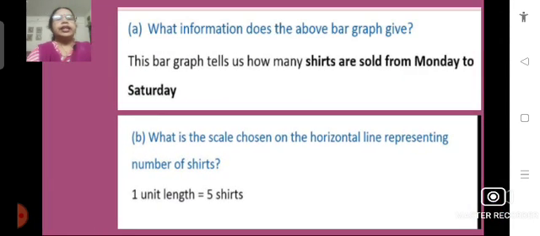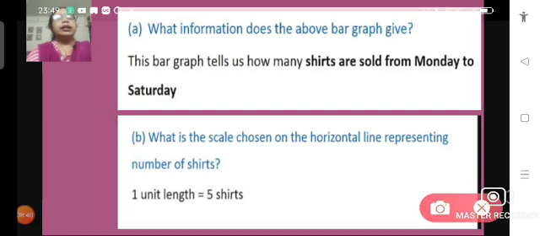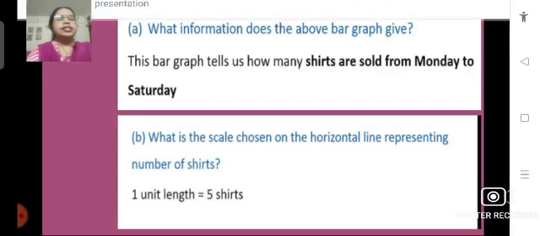Now let us answer the questions related to this bar graph. What information does the above bar graph give? This bar graph tells us the number of shirts that are sold from Monday to Saturday, isn't it? So the bar graph tells us how many shirts were sold from Monday to Saturday. Question B, what is the scale chosen on the horizontal line representing the number of shirts? So what is the scale chosen here? It is 1 unit length is equal to 5 shirts.